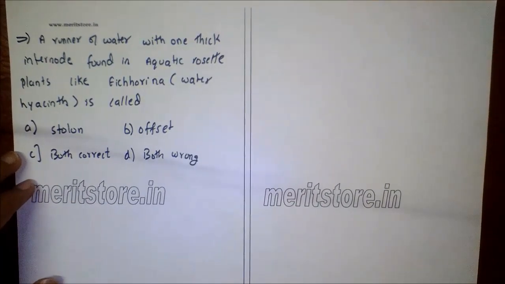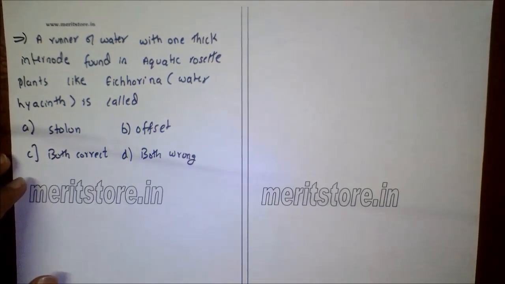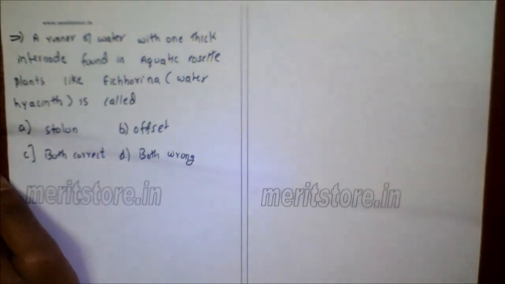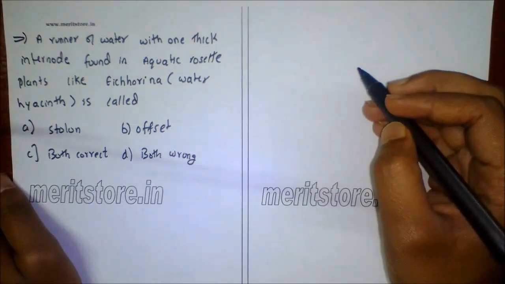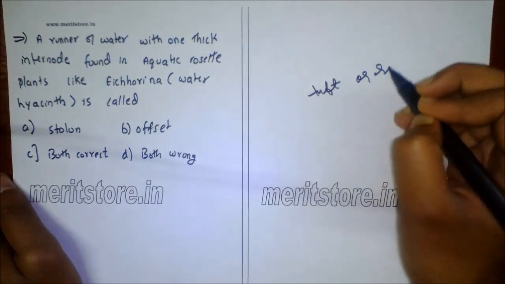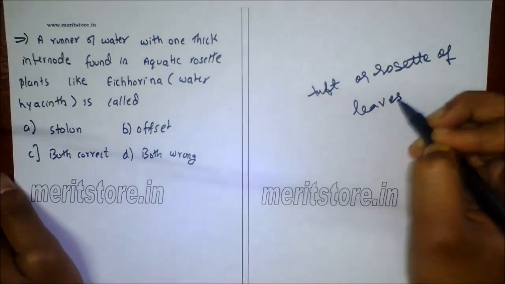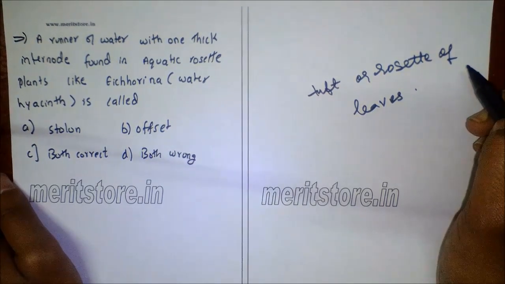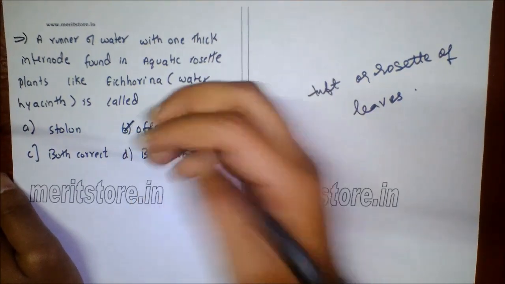A runner of water with one thick internode found in aquatic rosette plants like Eichhornia, water hyacinth, is called: A. stolon, B. offset, C. both correct, D. both wrong. So an offset develops from below a tuft or rosette of leaves, grows for some time, and bears a new tuft or rosette of leaves at its tip. It is seen in Eichhornia. So option B is the correct answer.